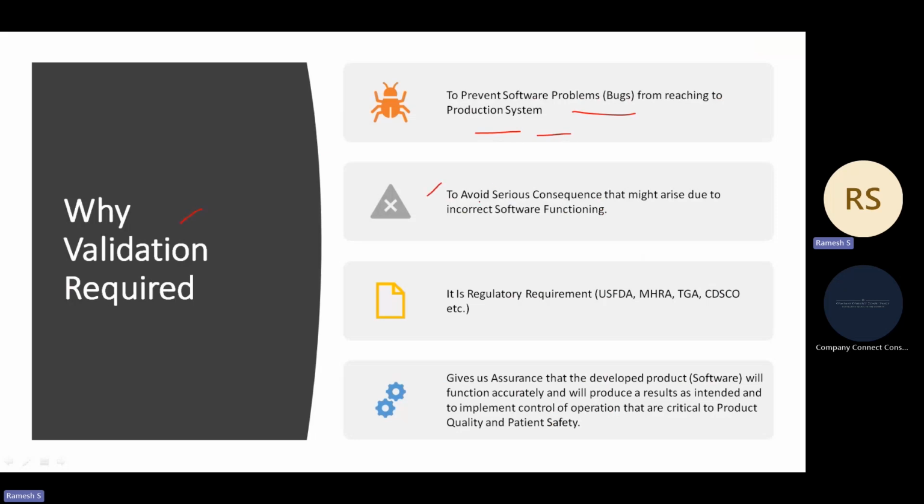The second one is to avoid serious consequences that might arise due to incorrect software functioning. If we don't detect these bugs or defects, it may lead to incorrect software functioning, and that will have a direct impact on product quality and patient safety, because these applications will be used in the life science industries. If those applications are not working correctly, they might have serious consequences on product quality or patient safety. That's the reason validation is required.